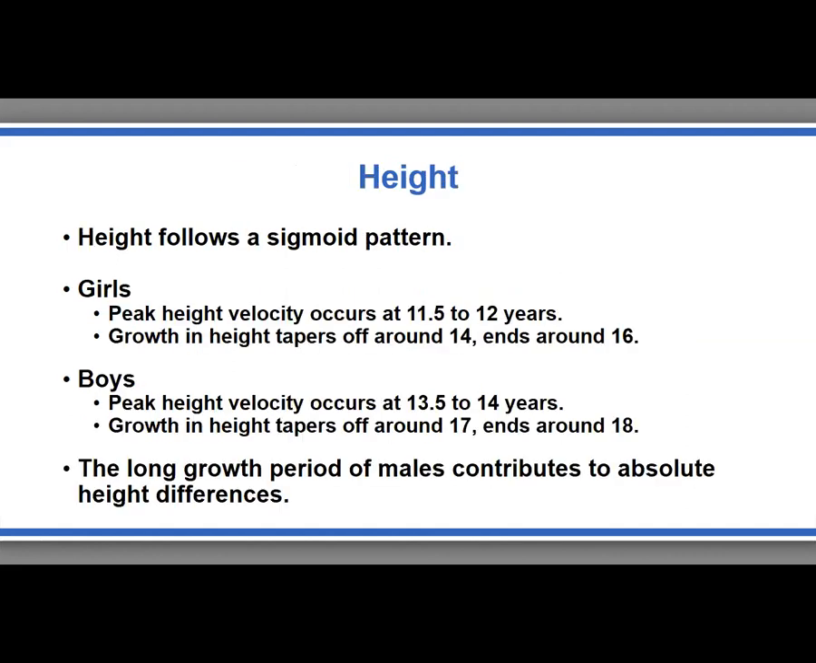Height follows a sigmoid pattern. Girls' peak height velocity occurs at 11.5 to 12 years. Growth and height tapers off around 14, and it usually ends around 16. Boys' peak height velocity occurs afterwards, right? So 13.5 to 14 years. Growth and height tapers off around 17, ends around 18. And the long growth periods of males contributes to the absolute height differences, okay?